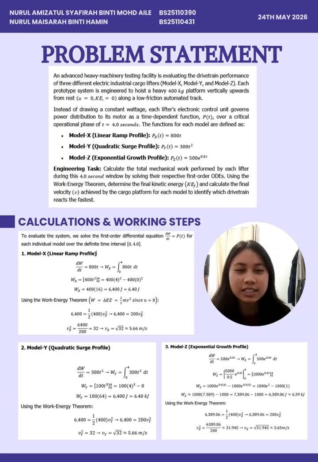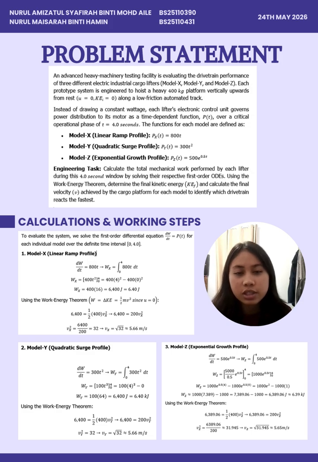For Model Y, power surges quadratically with 300t squared. Integrating 300t squared gives 100t cubed, which over 4 seconds also comes out to 6,400 joules. Solving for speed gives the exact same result, 5.66 meters per second.